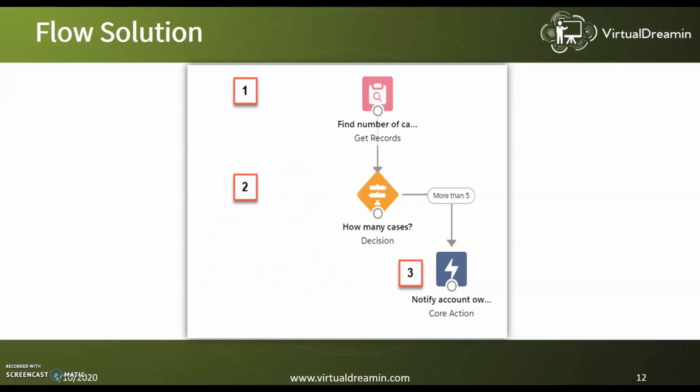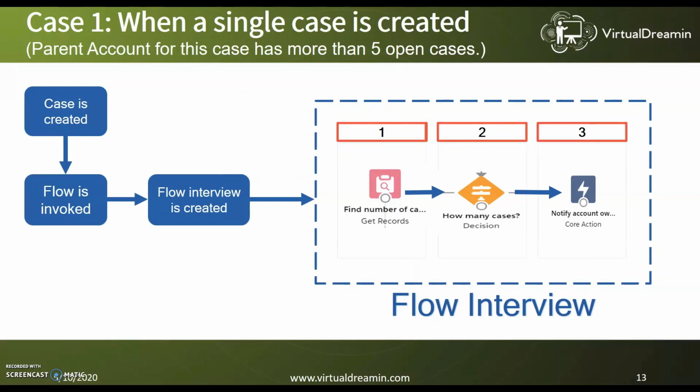Now, what we are going to consider here is 2 cases. For case 1, we will see when a single record is created and the parent record for this case has more than 5 open cases. What's going to happen is, as you can see on the screen, the case gets created, the flow gets invoked, and a flow interview is created for that particular record being created. The flow interview runs and it executes step 1, step 2, and step 3.